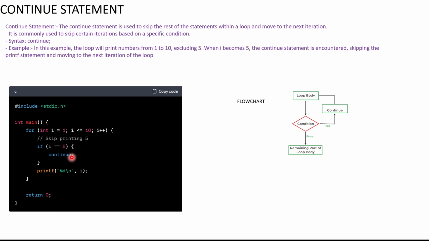It's going to skip the current iteration, that is, it's going to skip the printing of the value 5, and it's going to print the rest of the numbers. So the output is going to be 1 to 4, it's going to skip 5, then it's going to print the rest of the numbers 6 to 10. And this is the flowchart of the continue statement.